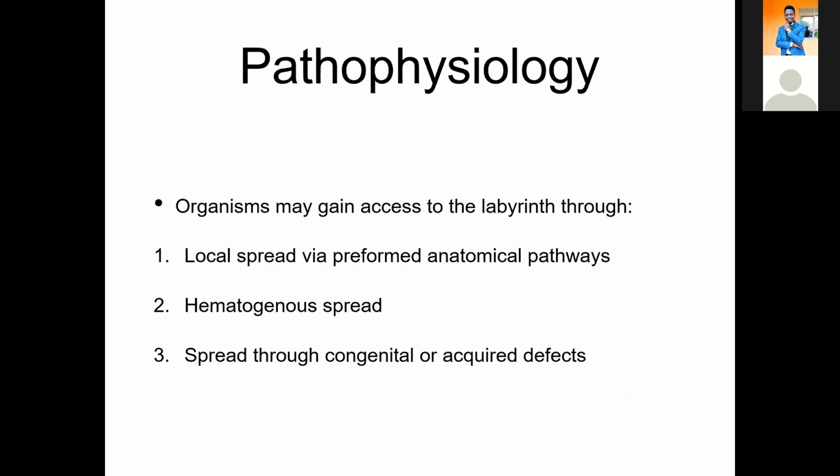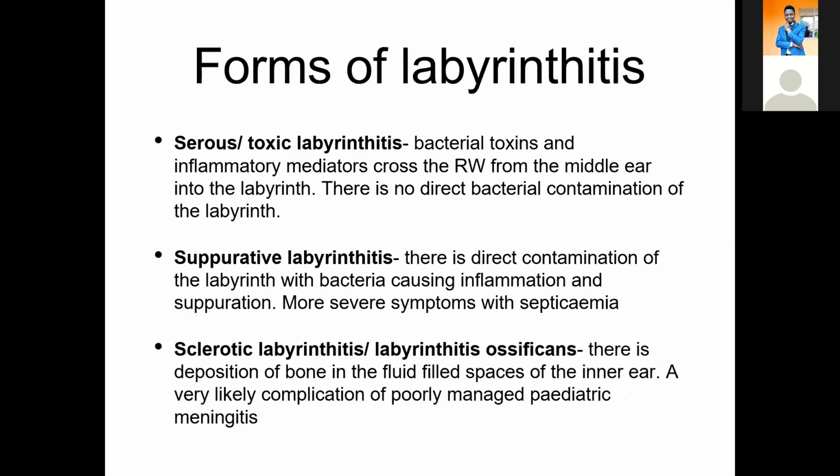The organisms may gain access to the labyrinth through local spread, as we said, maybe by the round window, or hematogenous spread by the labyrinthine artery, or they can spread through congenital or acquired defects, or post-trauma. Forms of labyrinthitis: we have serous, suppurative, and sclerotic. The serous or toxic labyrinthitis usually is from bacterial toxins and inflammatory mediators, which cross the round window from the middle ear to the labyrinth. There's no direct bacterial contamination into the labyrinth. That is the serous.